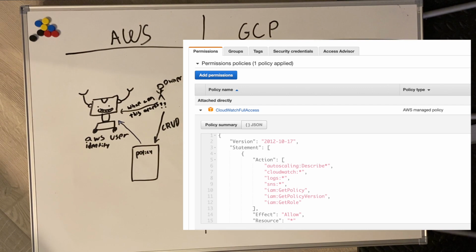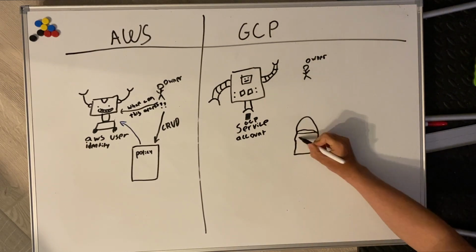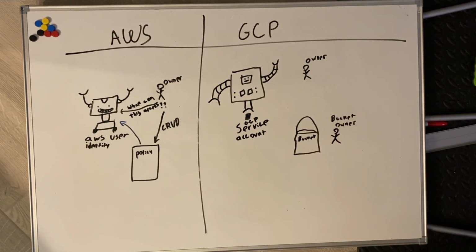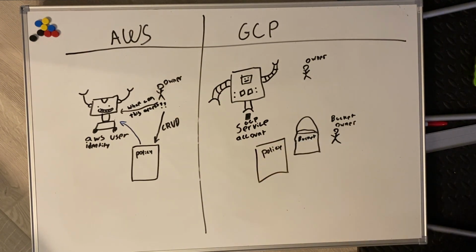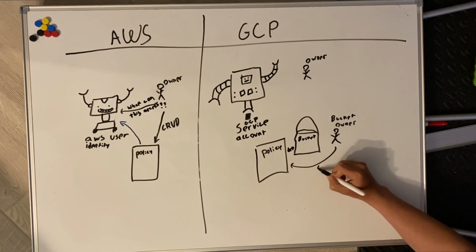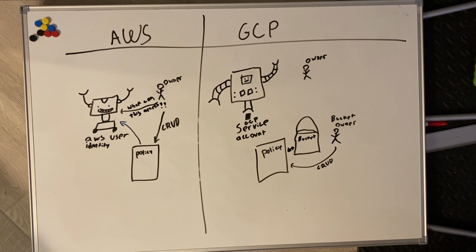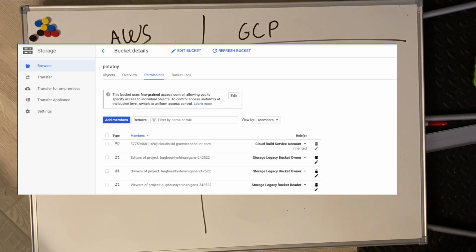In GCP, though, this is where things start getting really different. Instead of having a centralized policy for a given identity, we have policies for resources. So in this case, we've got a bucket and a bucket owner, and that bucket has a policy. The bucket owner controls who can create, update, or delete that policy, and that policy applies to whatever identity the bucket owner wants it to. So here's an example of what that looks like for storage.